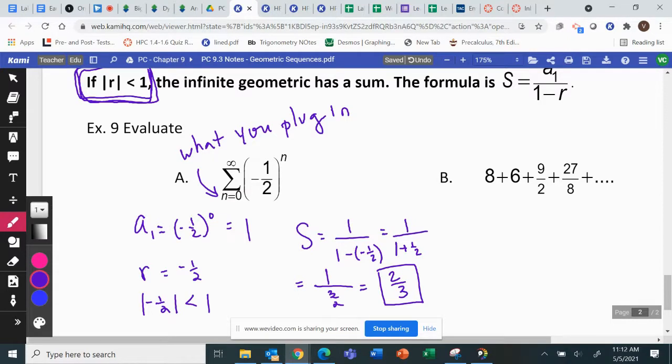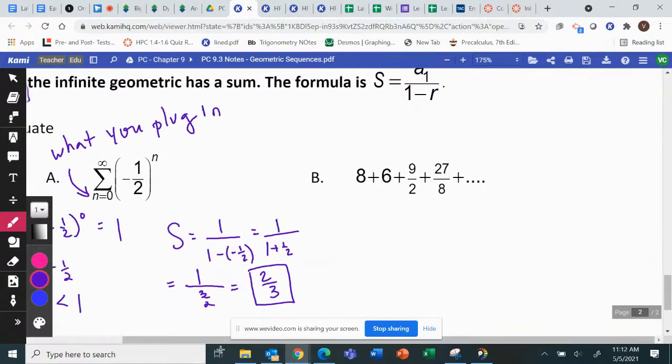All right, how about B? A sub 1 is 8. And then we have to do 1 minus the rate. So I just need to know what the rate is. 3/4? So 3/4 is a rate that will give us an answer. So we can continue. So we're doing like 8 divided by 1/4, which is the same thing as 8 multiplied by 4, which is 32.